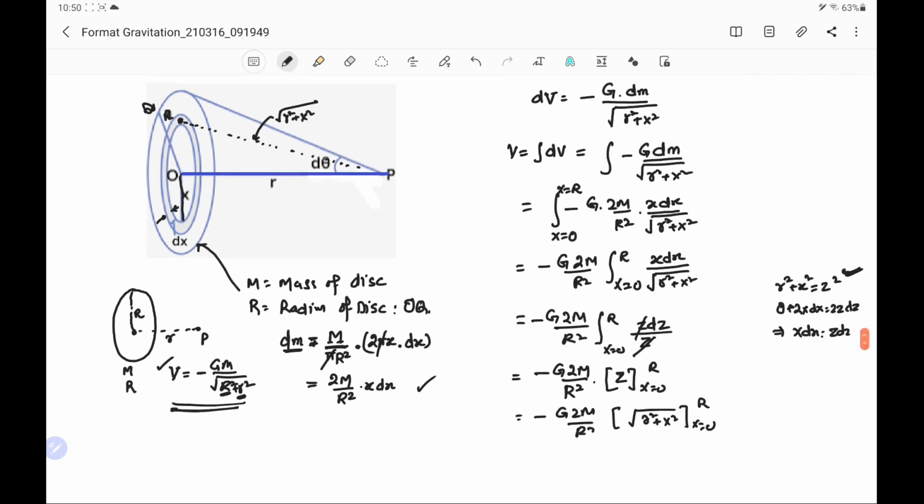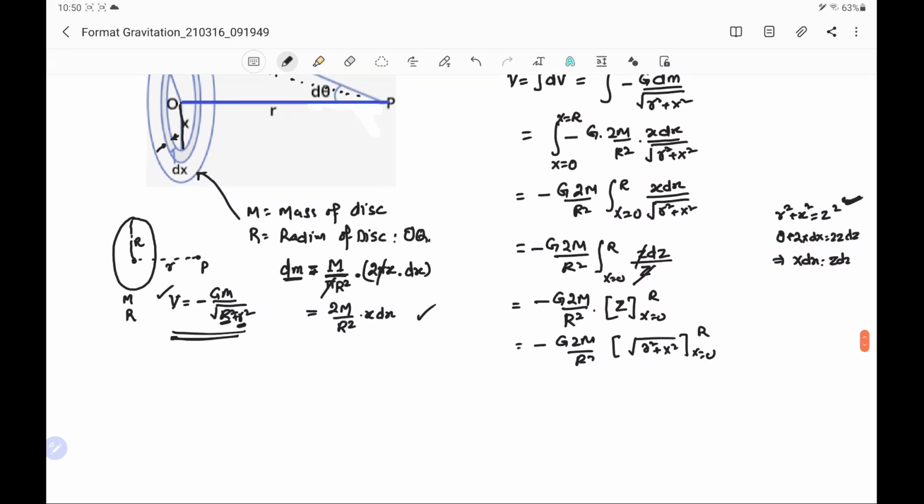Now we will put the limits. First the upper limit, then minus the lower limit. So it will give minus 2GM by R square. First the upper limit, it will be root of R square plus R square, minus the lower limit, which is simply root r square, that is r. Therefore, the gravitational potential due to a circular disk will be minus 2GM by R square, root of r square plus R square minus r.